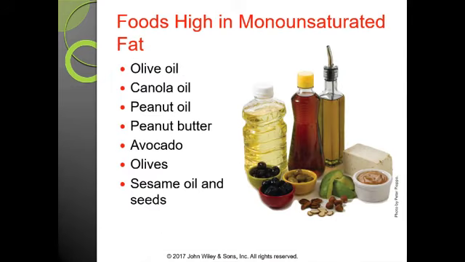All right, we talked about saturated fats. What about monounsaturated fats? Fats like olive oil, canola oil, peanut butter, avocados, olives, sesame oil, and sesame seeds. Also, tofu has some monounsaturated fat. So again, whether it's mono, poly, or saturated fat, it's important to remember it's all fat and it all contains 9 calories per gram.